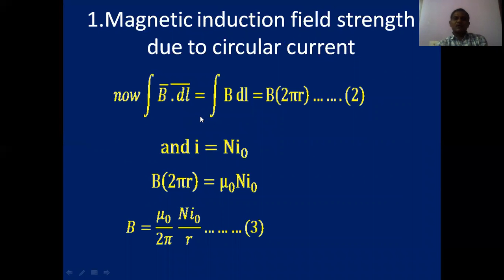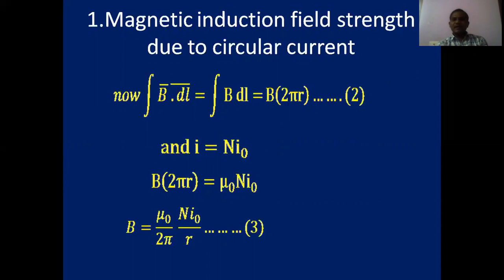Now, closed integral B bar dot dl bar equals, since B bar and dl bar are in the same direction, because on the magnetic line of force or on the circular path, at every point the B bar direction is along the tangent line direction.